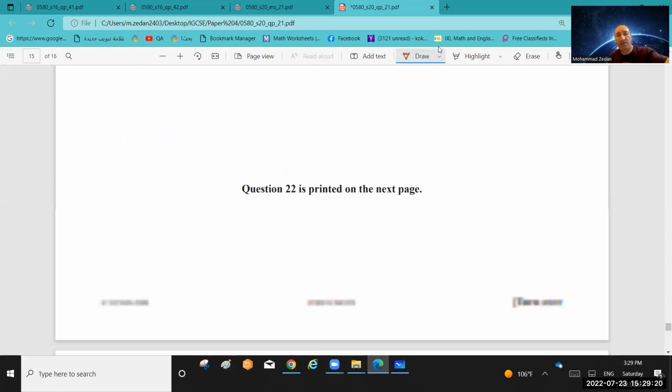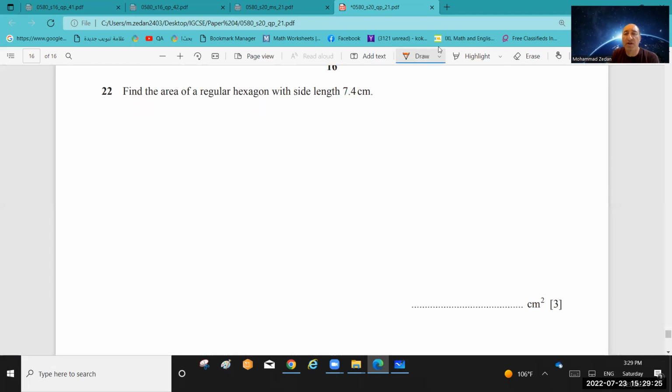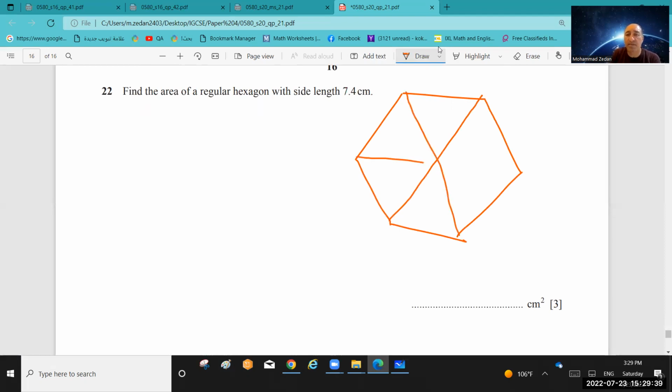Next question is find the area of a regular hexagon with a side length 7.4. The regular hexagon can be simply divided into 6, one of the wonderful properties of the figure. It can be divided into 6 congruent equilateral triangles like this. These 6 triangles are congruent, equal in everything: area, perimeter, sides, angles. Side length is 7.4. So the area of the hexagon is 6 times the area of each triangle.